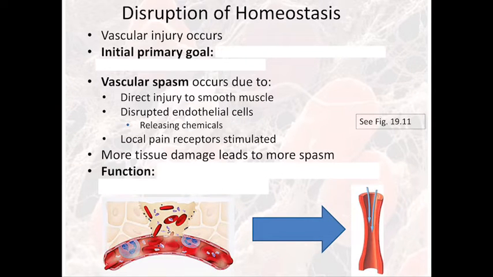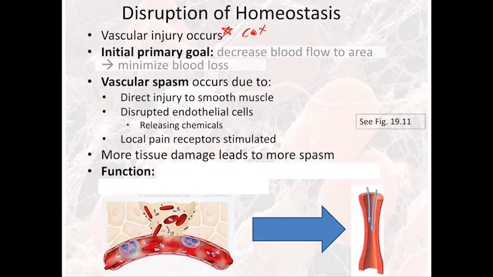But then what happens when we have a vascular injury? Just picture that you were shaving, maybe, we'll use that example. You're shaving, you cut yourself, so you broke the skin, you also broke some blood vessels. So the first goal of the body is to decrease blood flow to that area, because we want to minimize blood loss. So as soon as bleeding starts happening, we want to stop sending blood to that area. And the way we do that is by vasoconstriction or vascular spasm.